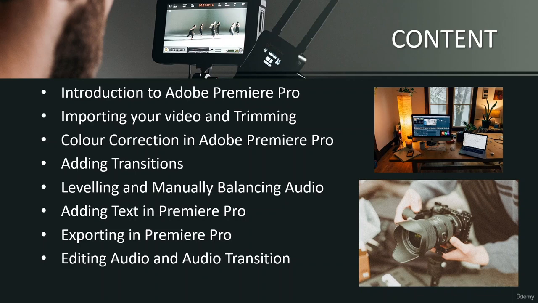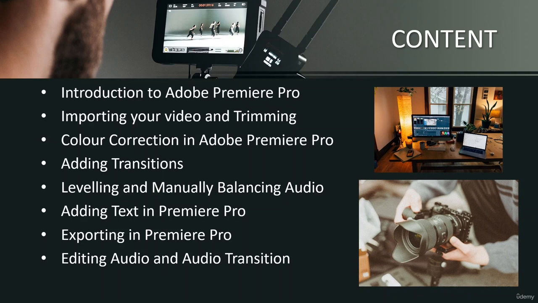Next we'll come to the audio. I'll tell you about leveling and how you can manually balance your audio. If you have audio in your video, I'll show you how to manually balance it, and also about leveling. After that, I'll tell you how to add text in Premiere Pro, and I'll explain text in detail in this chapter. After that, I'll show you how to export. Once you're done with your work, I'll show you how to export it to your system and also upload it to your social media.